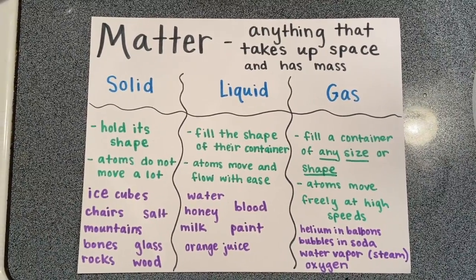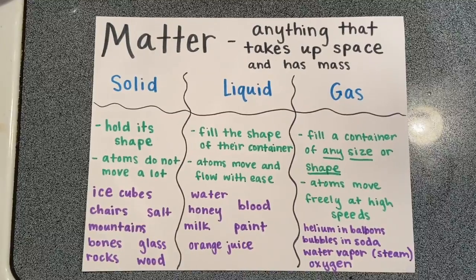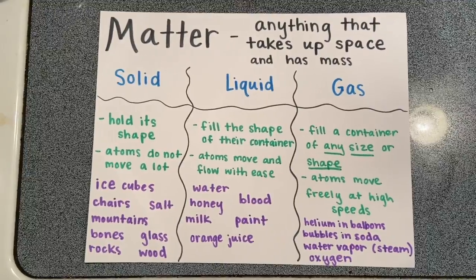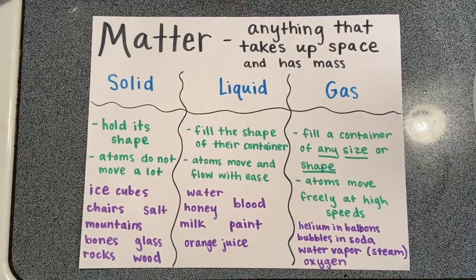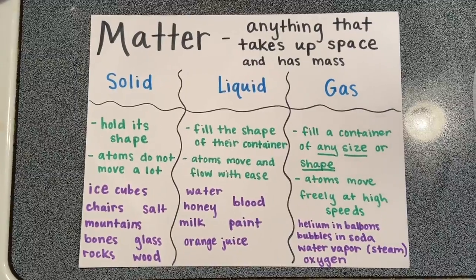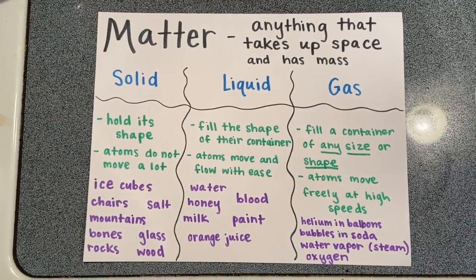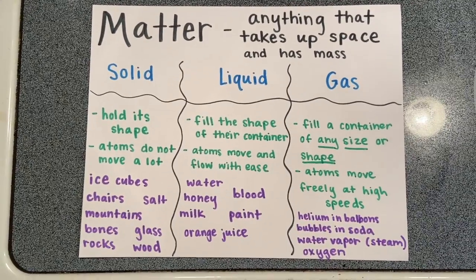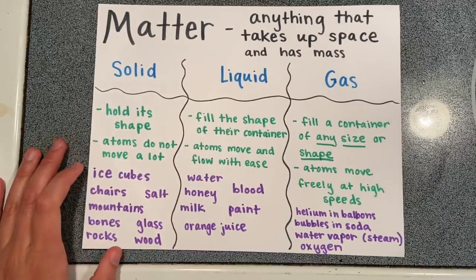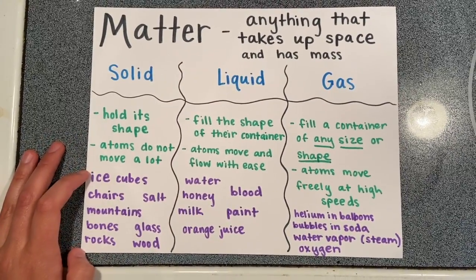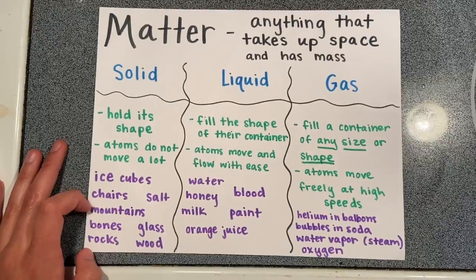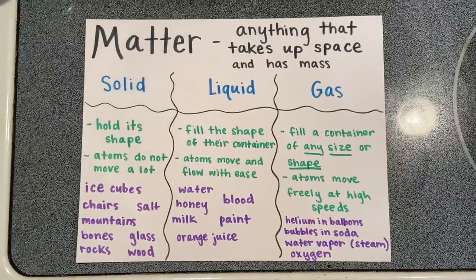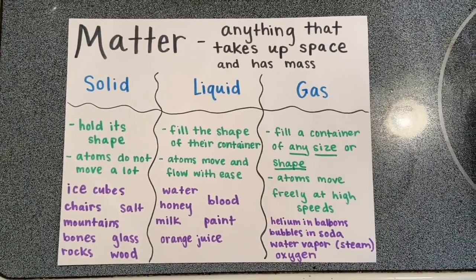A solid holds its shape, and the atoms do not move a lot. So in any type of matter, there are atoms or particles inside, and they move around differently based on the type of matter. So these particles move around very slow, if at all, in solids. So examples of solids are ice cubes, chairs, mountains, bones, rocks, glass, wood, salt. Anything that is solid, right, is a solid.